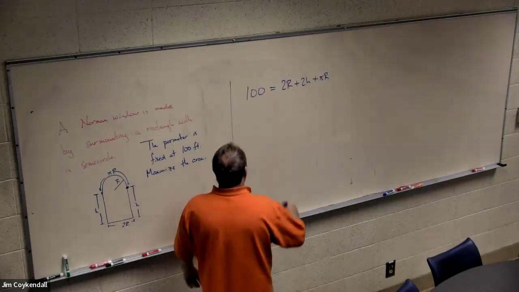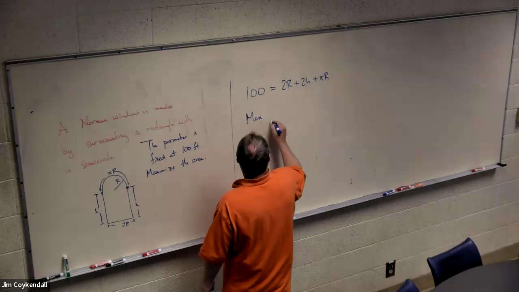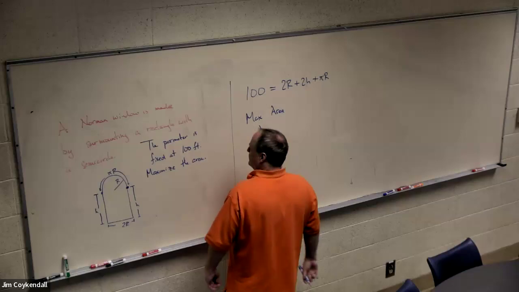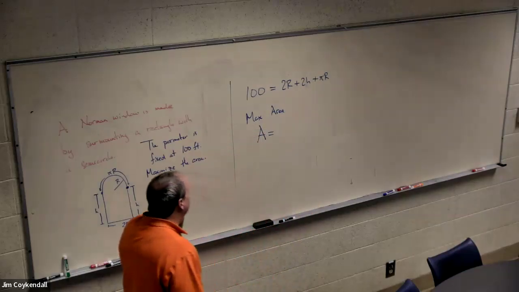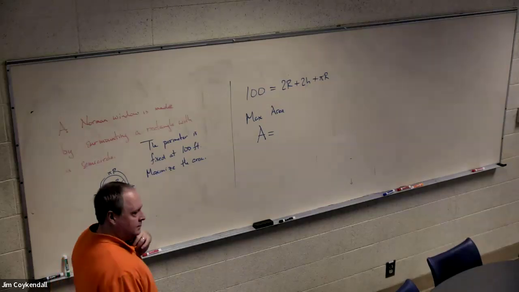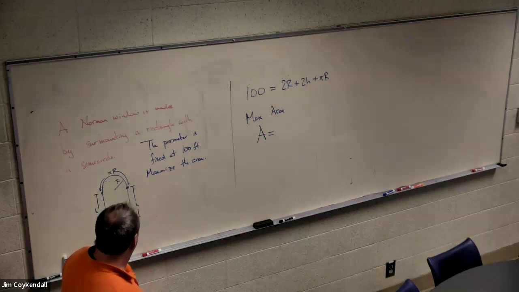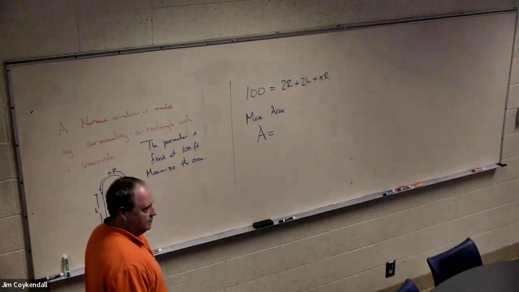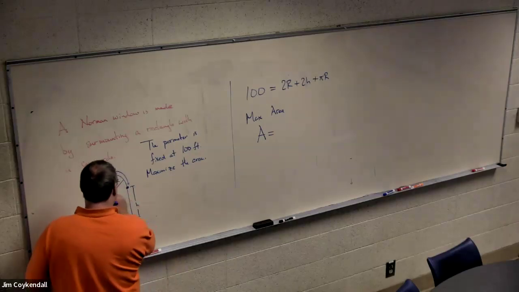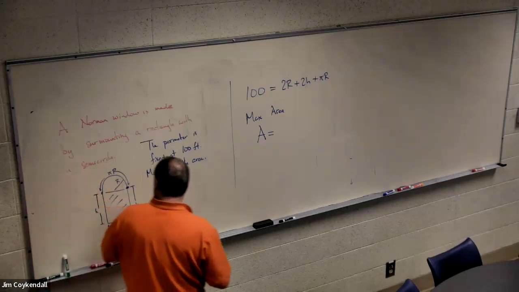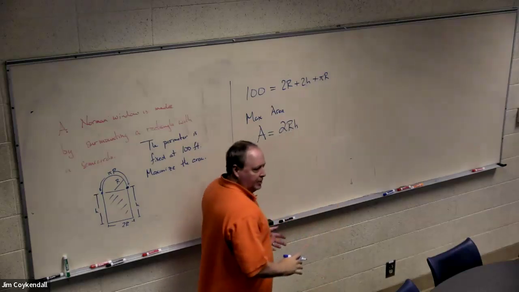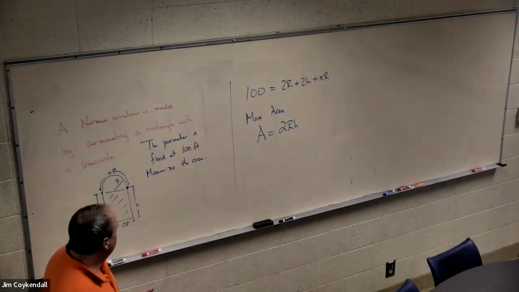And what we're trying to do is maximize area. And what is the area here? Okay, so now we've got the box, right? That's the bottom part. And then we've got the semicircle part here, which is what?